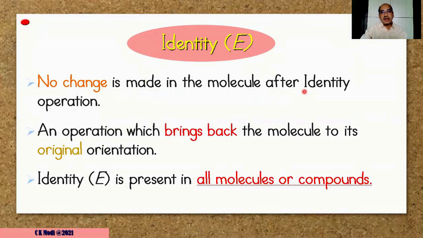So when we are talking about identity, suppose we are talking about any particular molecule, and we perform identity operations. After performing identity operations, what are we getting? We are getting no change in that molecule. That means operations which bring back the molecule to its original position. So when we perform any identity operation on the molecule, no change is made. The molecule will remain as it is.